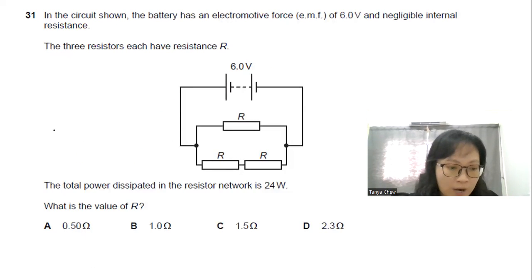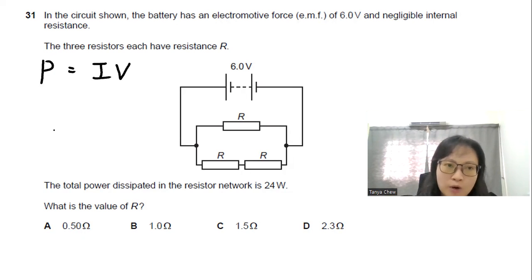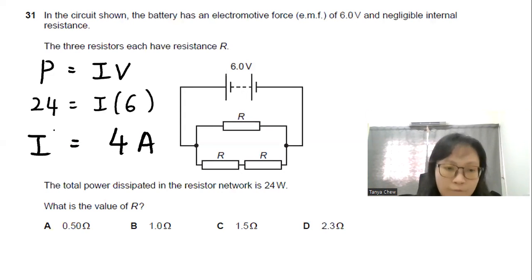Question number 31. In the circuit shown, the battery has an electromotive force, EMF, of 6 volt and negligible internal resistance. The 3 resistors each have resistance R. Total power dissipated in the resistor network is 24 watt. What is the value of R? First, I'm going to use the equation of power, P equals IV, to find the total current that flows through the circuit. 24 watt is equal to I times the total EMF, which is 6. I is equal to 4 ampere. So 4 ampere flows out here.